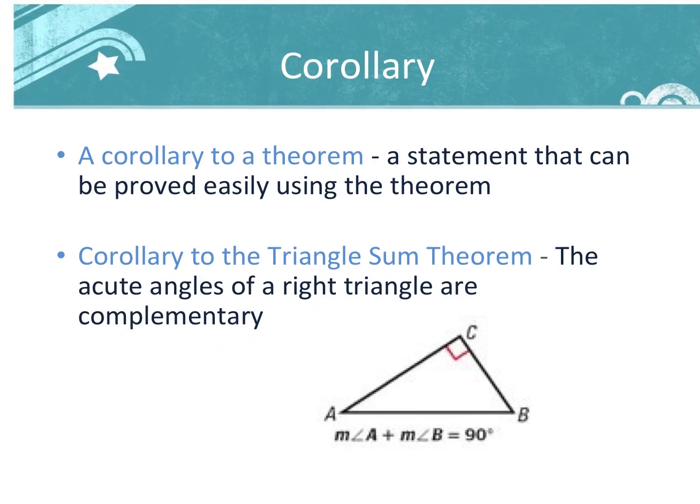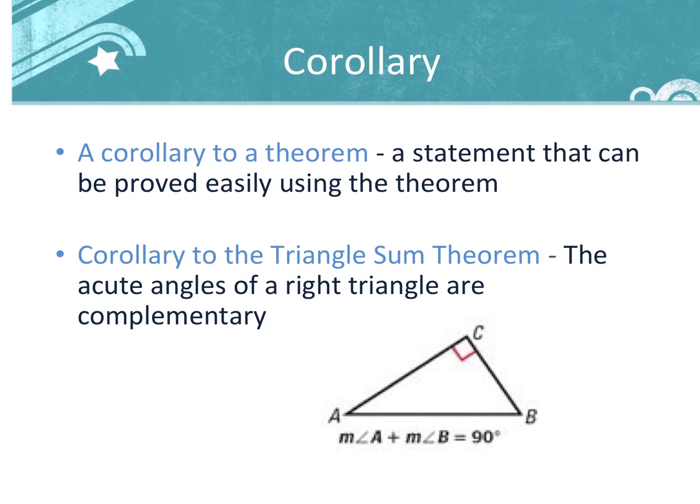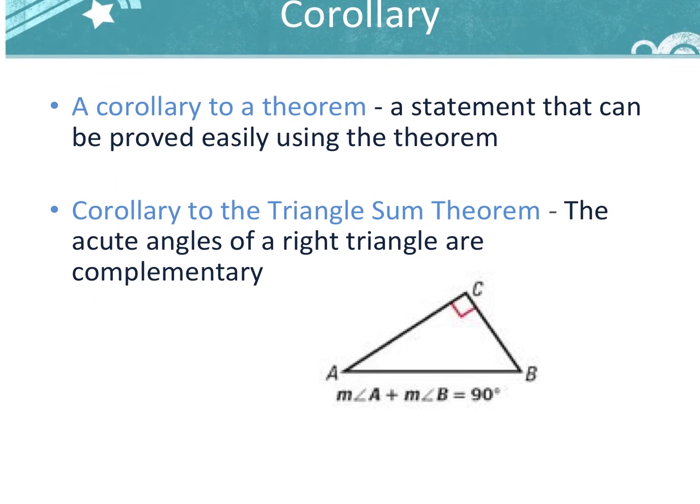Okay, so a corollary to this theorem is a statement that can be proved easily using the theorem. So the corollary to the triangle sum theorem is that the acute angles of a right triangle are complementary.